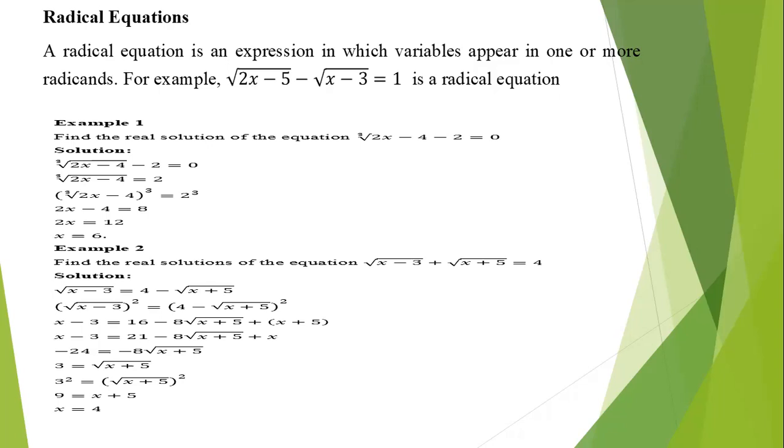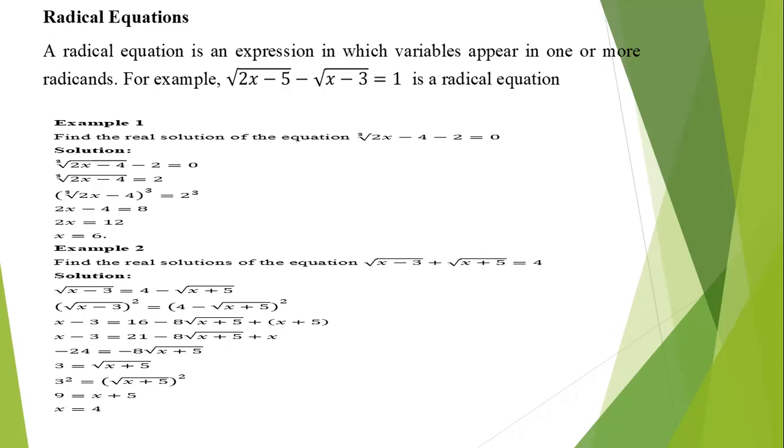Now we have another example. Look at this example 1. Find the real solution of this equation: cube root of 2x minus 4 minus 2 equals to 0. Sorry, the cube root covers both 2x minus 4. If you want to solve this question, the first thing is you take the constant term to the other side of the equals to sign, so that we have the radical expression on one side and the constant term on the other side. That is why we have the cube root of 2x minus 4 equals 2. I've taken the minus 2 to the other side.